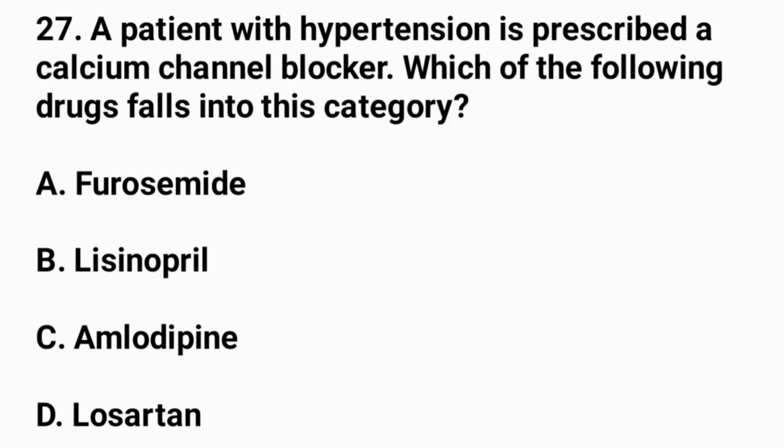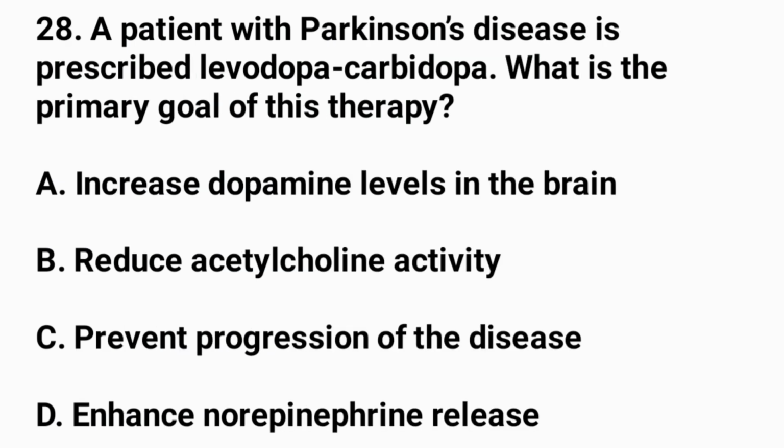Question number 27. A patient with hypertension is prescribed a calcium channel blocker. Which of the following drugs falls into this category? The right answer is option C. Amlodipine. Question number 28. A patient with Parkinson's disease is prescribed carbidopa. What is the primary goal of this therapy? The right answer A. Increase dopamine levels in the brain.